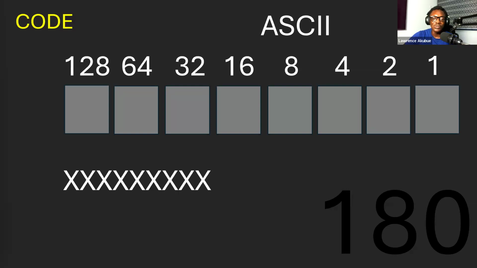Okay, let's just drop it. What do you think? How can I get 180 from this? Any trial? It's just addition. Okay, somebody said 128, 32, 16, and 2. Okay, thank you.